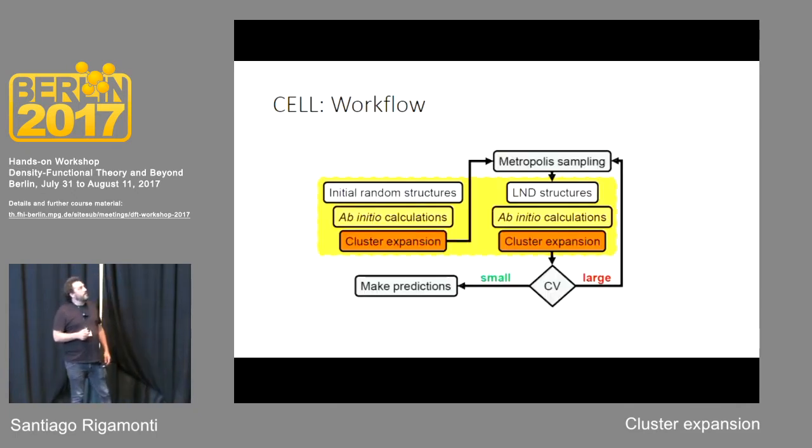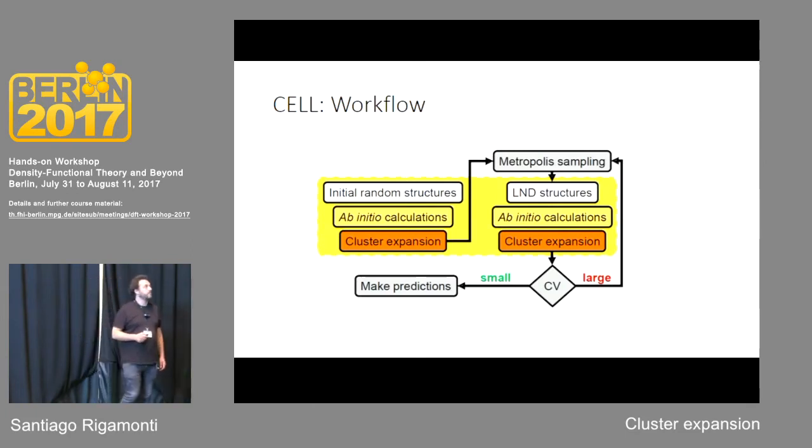So now I will explain a bit how the workflow of this different approach works. Basically, you start with an initial set of random structures, then you perform ab initio calculations for those, and then you make an initial cluster expansion. Then once you have this first cluster expansion, you do a Metropolis sampling to go to low-lying structures, if you are interested in the ground state. Then from this sampling, you get what we call lowest non-degenerate structures. If you first find some low-lying structures, then you will find some that are low, but a bit above those. So basically, you find the lowest energy structure that is non-degenerate to one low energy configuration that you have already found. Then you perform ab initio calculations for those LND structures.